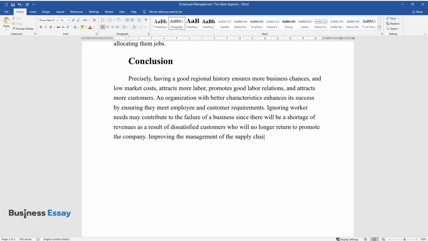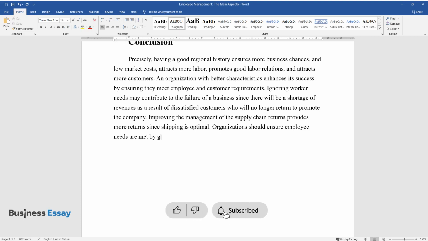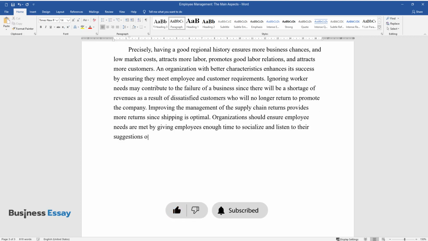Improving the management of the supply chain provides more returns, since shipping is optimal. Organizations should ensure employee needs are met by giving employees enough time to socialize and listen to their suggestions or feedback.